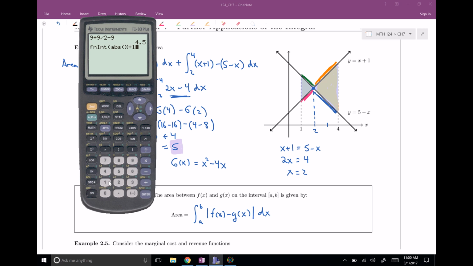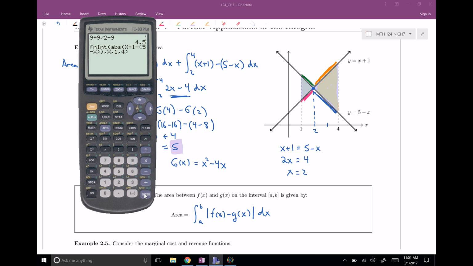X plus 1. And then I'm going to subtract away g of x, right? So let me use my parentheses here just to double check. So this is going to be 5 minus x. It's important that you do subtract away all of it. So close those parentheses, close the absolute value parentheses, and we're going to be integrating with respect to x, and we're doing this on the interval from 1 to 4. Okay, close that up.